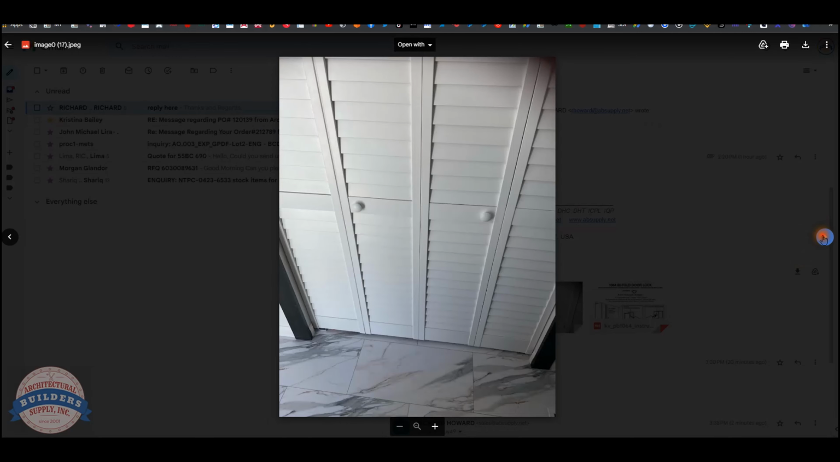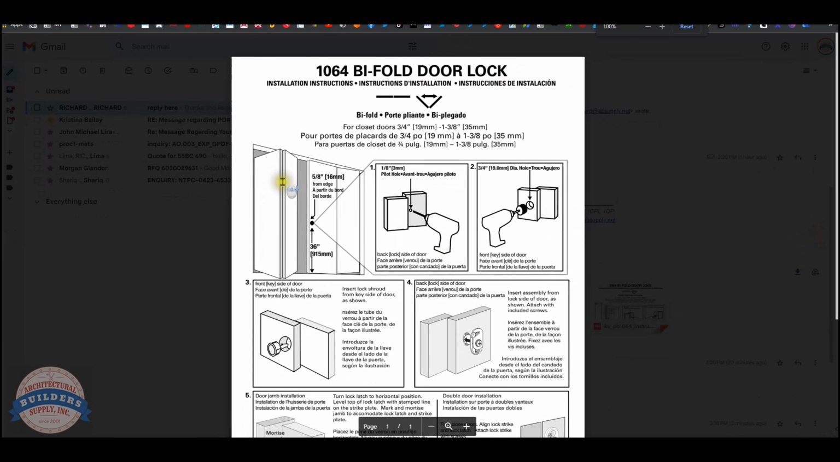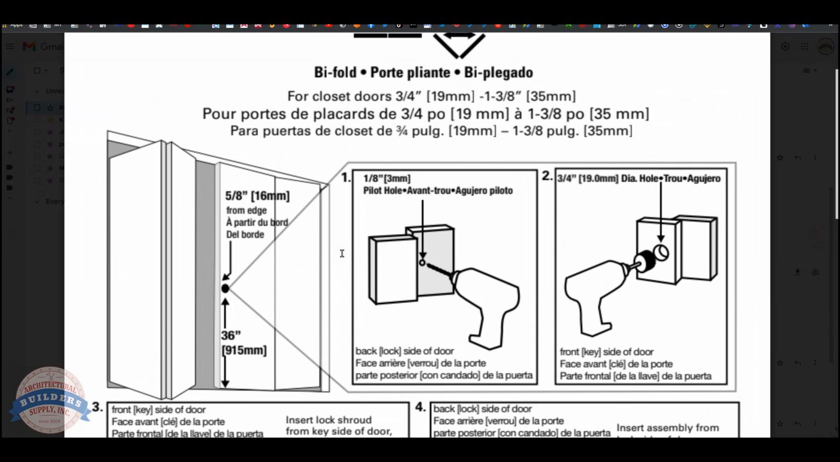It's also important to know how thick this is, but not nearly as important as how wide this is. The reason that's important is because any lock that we're considering, we've got to know that we can fit it onto the door. Well, the lock in consideration is the Knapp and Vogt 1064, and this video is to really dissect this to make sure that the client's able to determine whether or not this will fit.